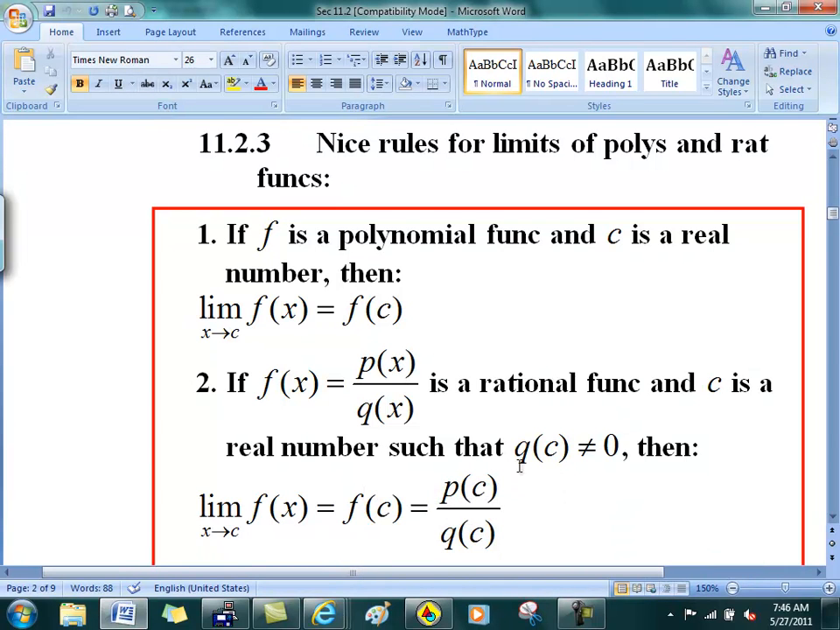Look at the caveat there, okay? The denominator cannot be 0. If it is 0, then we've got to worry about it and think a little bit more. If it's not, then hey, that's pretty easy.